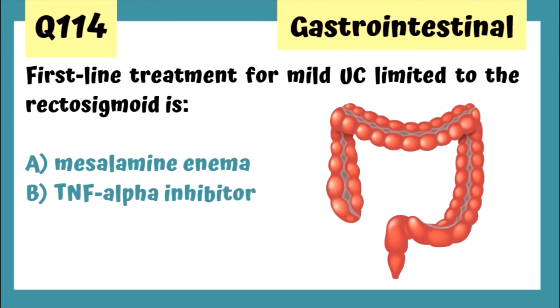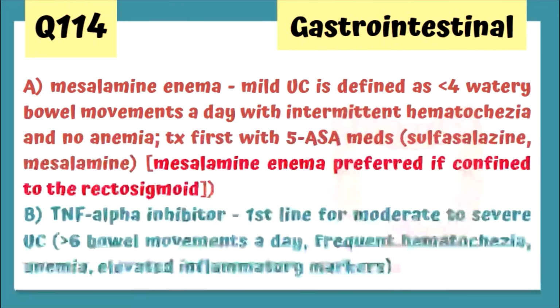114. First-line treatment for mild ulcerative colitis limited to the rectosigmoid is mesalamine enema. Here we just have a chart of mesalamine enema. So again, mesalamine and sulfasalazine are for mild ulcerative colitis, where there's less than 4 watery bowel movements a day. And TNF-alpha inhibitors are first line for moderate to severe, where we see more than 6 bowel movements a day, frequent hematochezia, anemia, and elevated inflammatory markers.